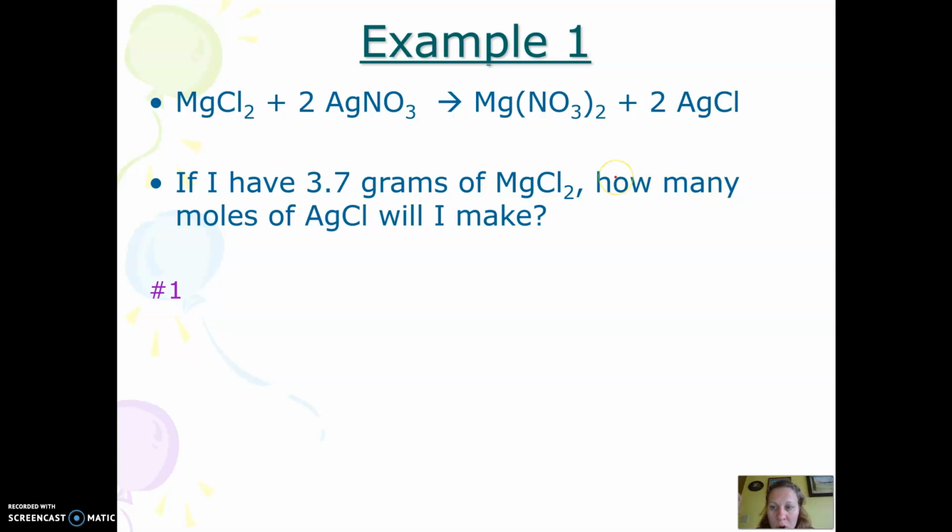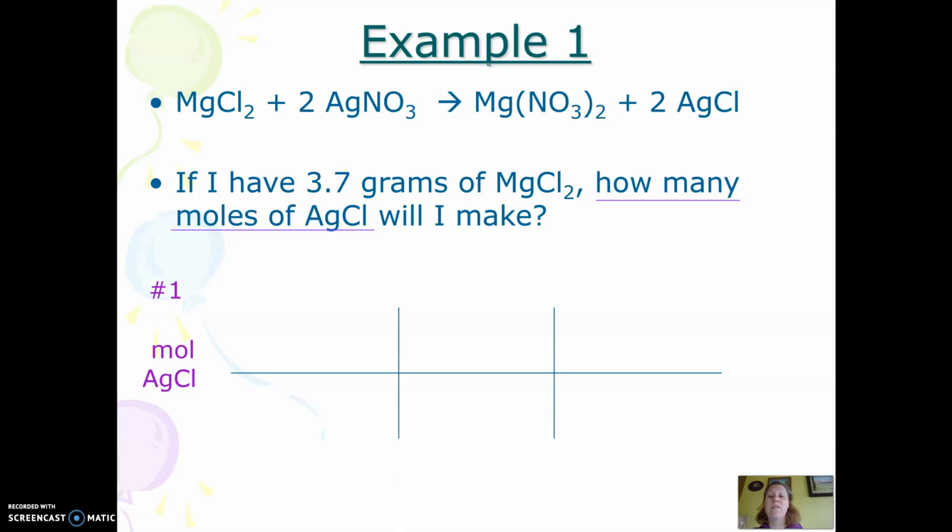How many moles? That is the question. That's what you're looking for: moles of AgCl, silver chloride. And then the other thing, a number with a unit and a chemical, is what you're starting with. So 3.7 grams of MgCl2. So that's what we started with.